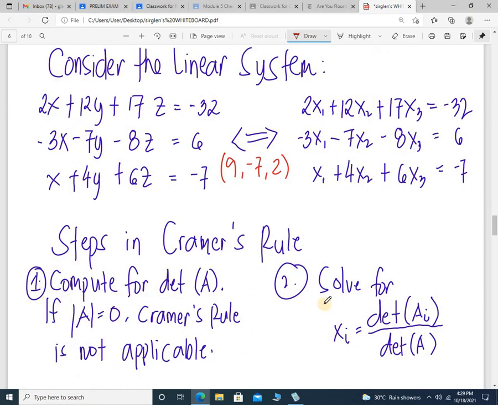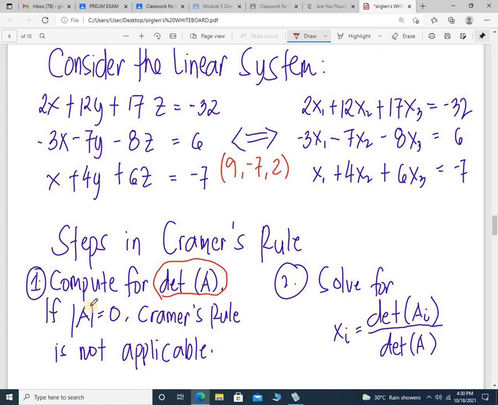Basically, we have two steps to follow when we are using Cramer's rule. The first one is to compute the determinant of A. If the determinant of A is equal to 0, Cramer's rule is not applicable. So we could use Gauss-Jordan elimination, Gaussian elimination, or simply elimination or substitution.